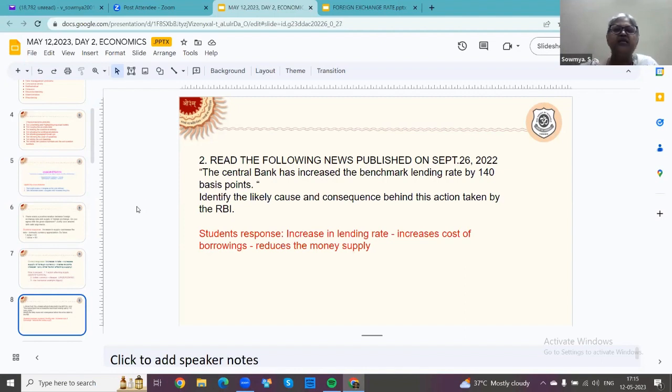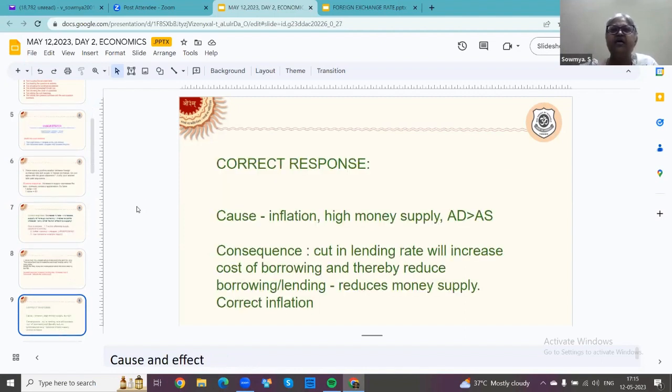So that bit the children have missed out. So see, the correct response is that the children should write about the cause and then the consequence. These are the key points that are expected. Inflation, high money supply prevails.